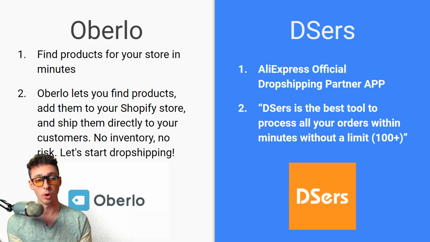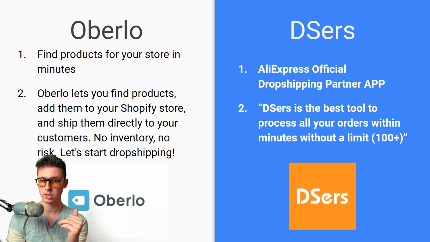So their whole proposition is that DSers is the best tool to process all of your orders within minutes without a limit. So with Oberlo, once you go over, I want to say it's 100 orders per month, you have to pay.